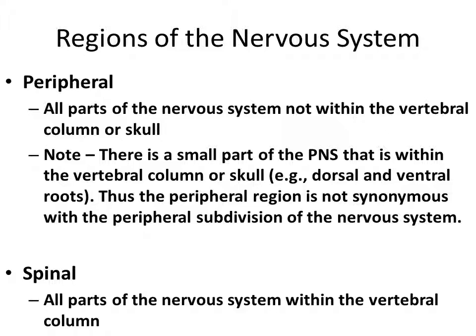However, anything that is outside the spinal cord is part of our peripheral nervous system. So that can be confusing, using a peripheral term for a region and peripheral for a division. But basically, they're the same thing, with the exception of just that small part where we have our dorsal and ventral roots and dorsal root ganglion.